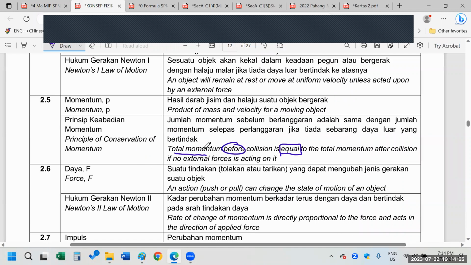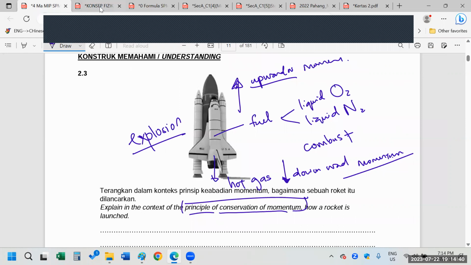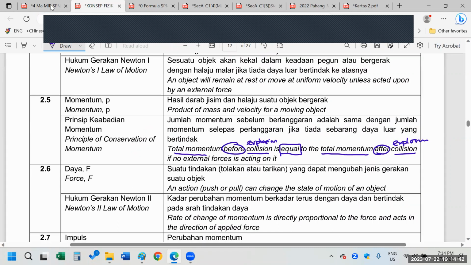Change to total momentum before explosion is equal to total momentum after explosion. If not, there is a net force. So if you mention this in your sentence, you get a mark.